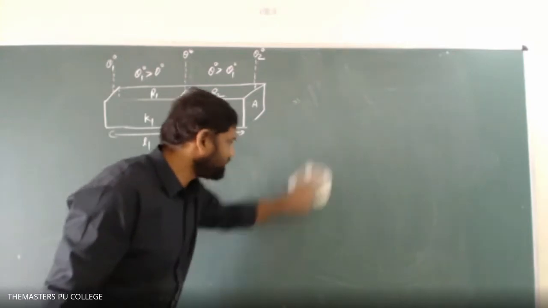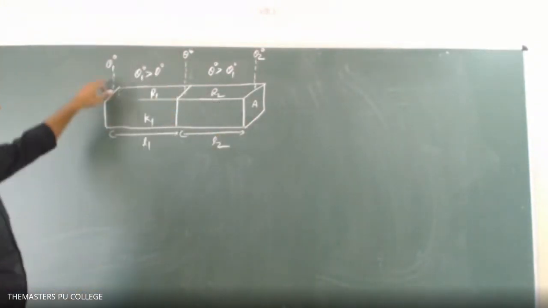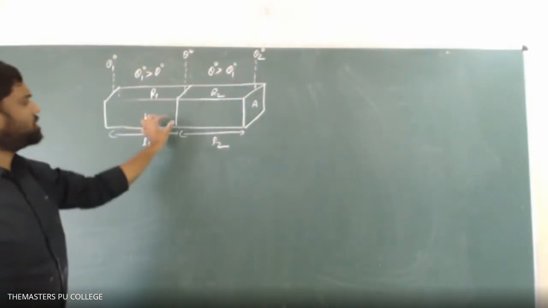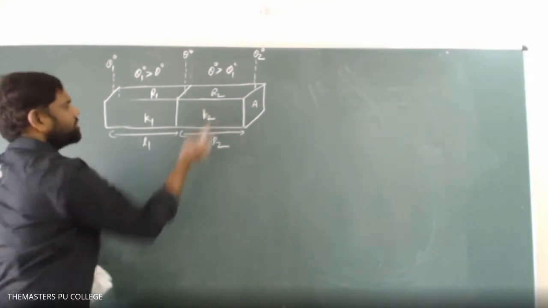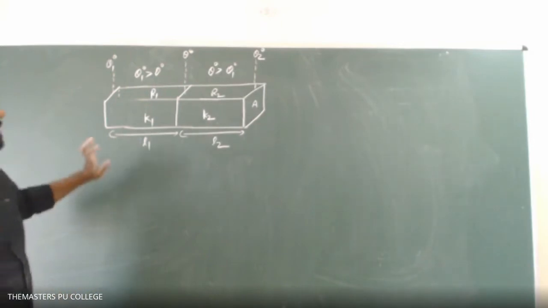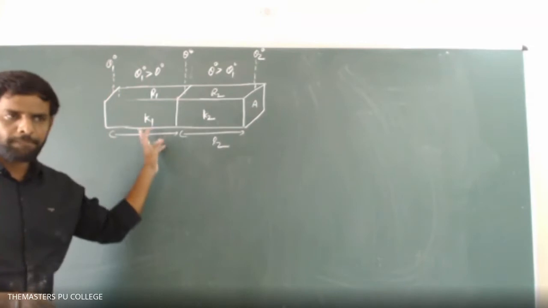Okay, so how to calculate the temperature of the junction? Here this end was maintained at theta 1 degree, this end was maintained at theta 2 degree. This is the joint of the two rods, which is maintained at theta degree. How do we calculate theta? As we said, what will be the same in series combination? What will be the same?